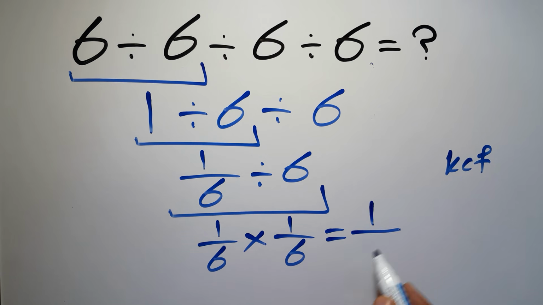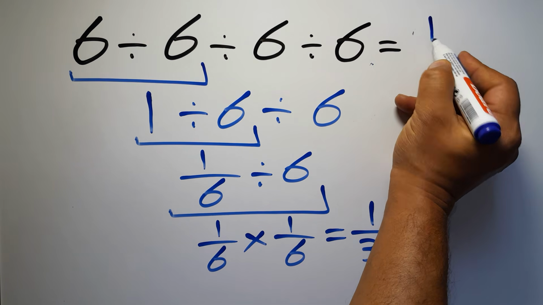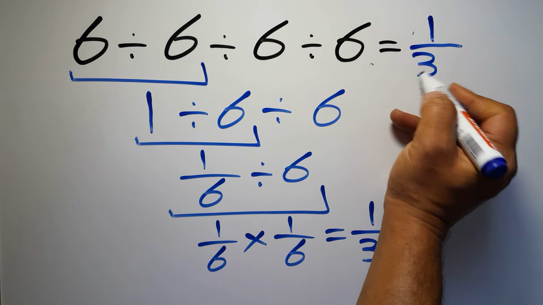So 1 over 6 times 6 equals 36. So 1 over 36. And this is our final answer to this problem. The correct answer is 1 over 36.